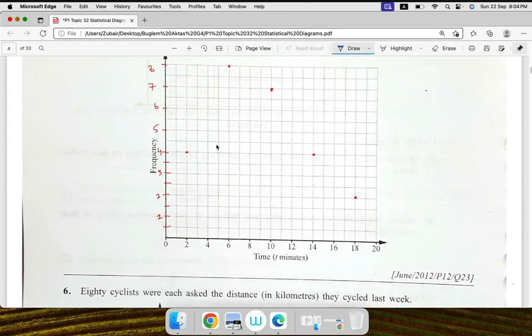This is not freehand. Use a ruler and draw straight lines joining these. This is first, second, third, fourth, fifth, and sixth line. This is the frequency polygon.